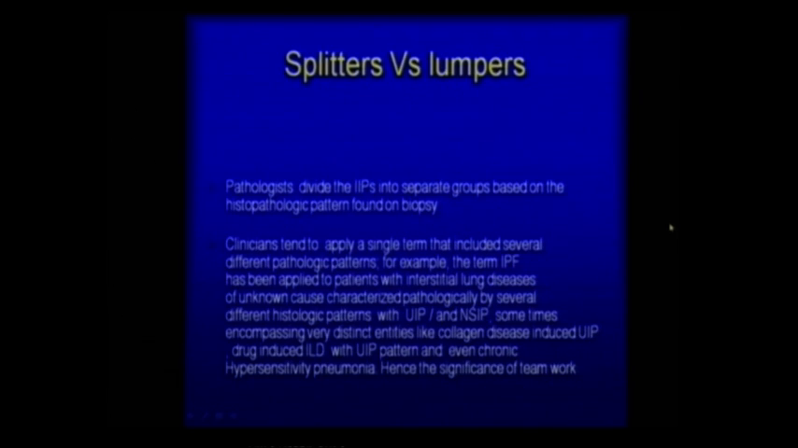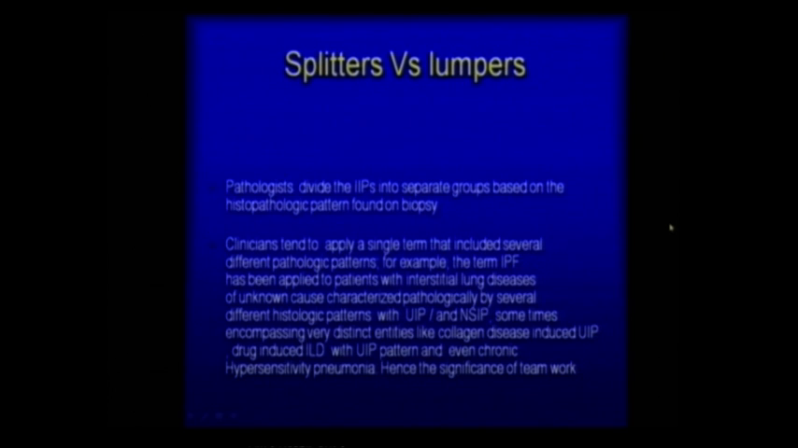And the problem is the pathologists always divide these things very easily because they have a different pathological appearance. So, they have no confusion in differentiating idiopathic pulmonary fibrosis from non-specific interstitial pneumonia. But the clinicians, generally the pathologists are called splitters and clinicians are called lumpers, because the clinicians tend to apply a single term that includes several different pathological patterns. For example, the term IPF is a very specific entity, but the pathological pattern of IPF called UIP is there also in collagen diseases and sometimes drug induced varieties, or even associated with hypersensitivity pneumonias.